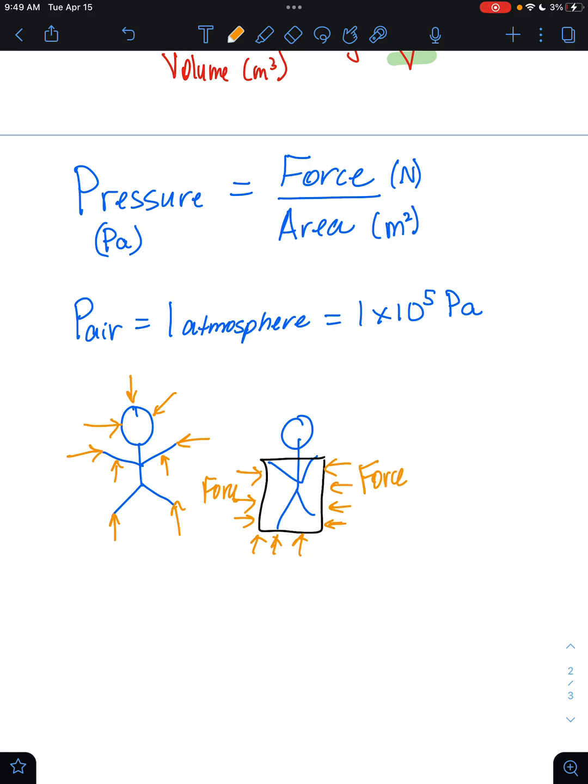Normally there's force from every direction, and so it's kind of balancing out. But if you suck the air out of the inside and there's only air on the outside, you're going to feel that big force over your body from that air pressure.